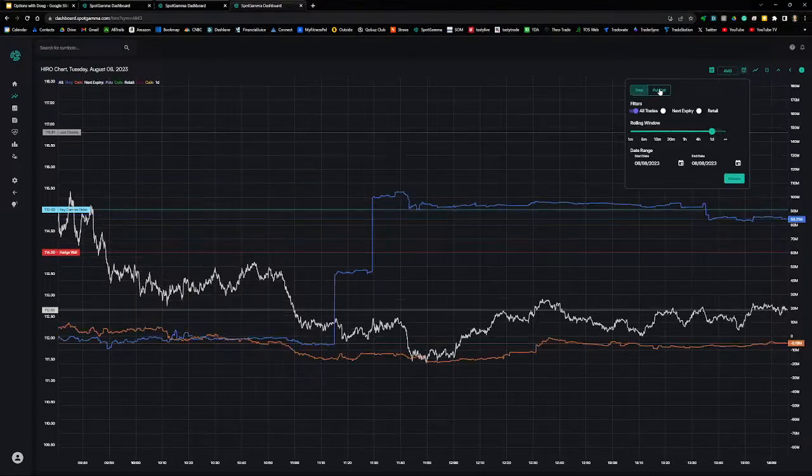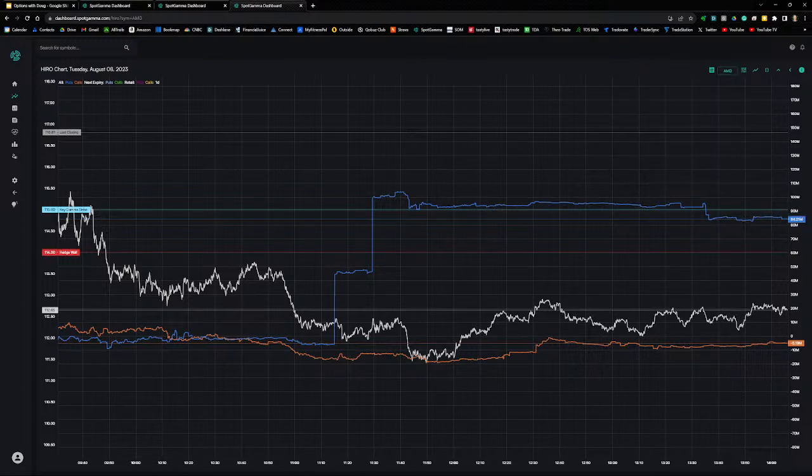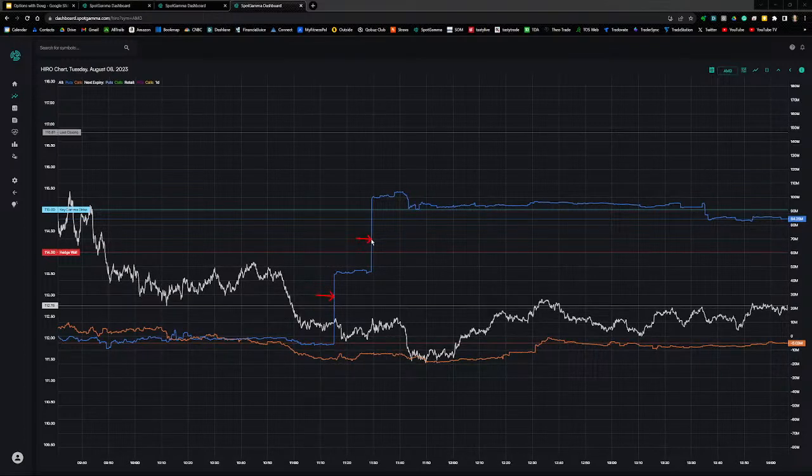So first of all, we'll take a look at puts and calls. So we know that some large institution sold a bunch of puts around 11:15 and then 11:30.